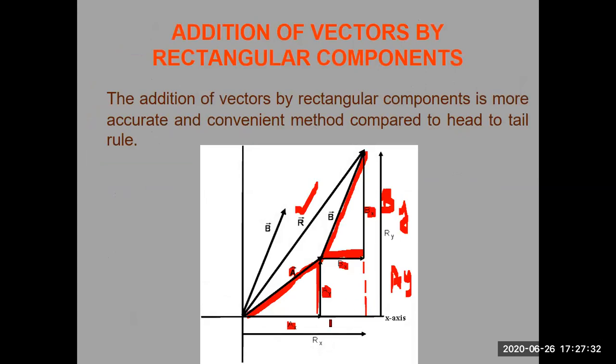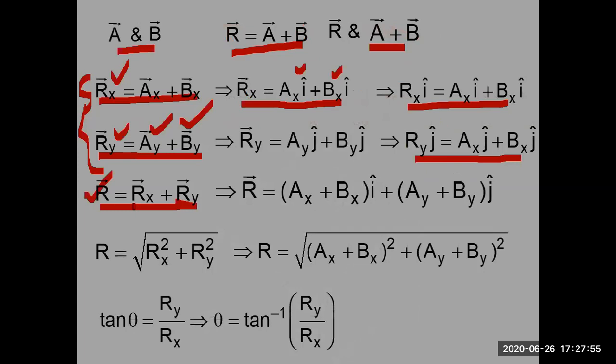This is the horizontal component, and this one is Ay and By. This is the vertical component, and these two are adding together up to one vector Rx, and these two are added together, which is equal to the vertical component of this vector, Ry. This Rx and Ry collectively are basically equal to R. So here it is.